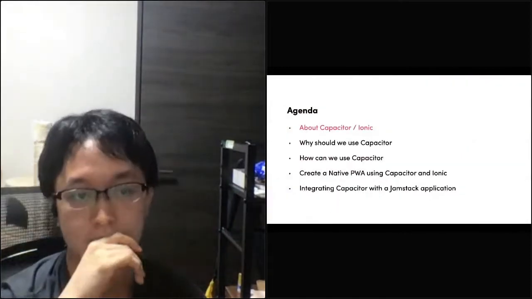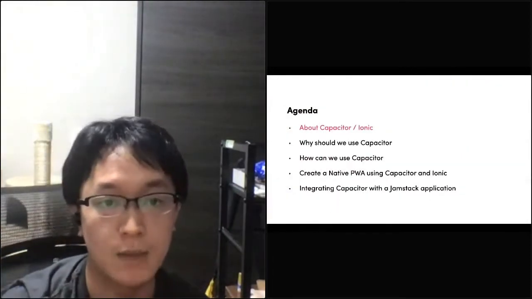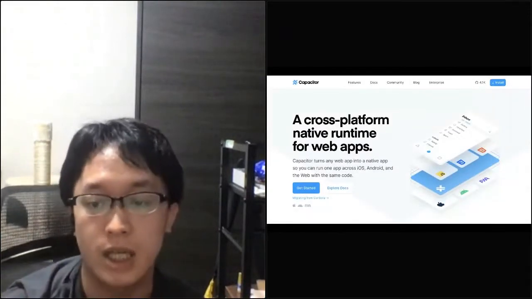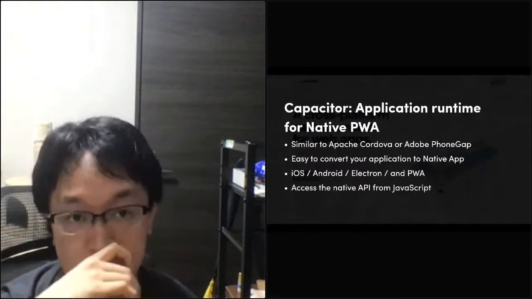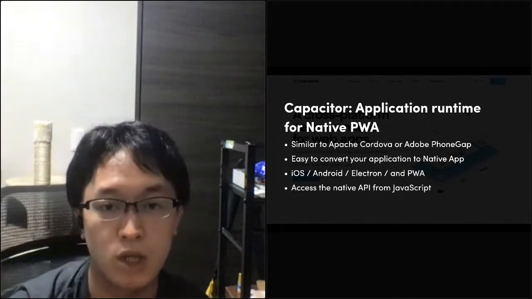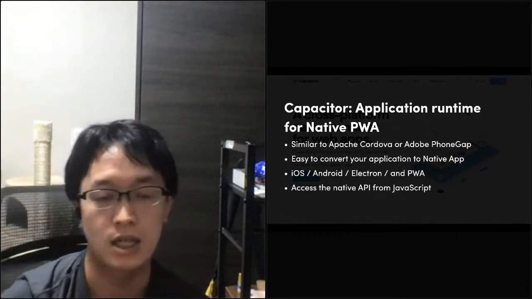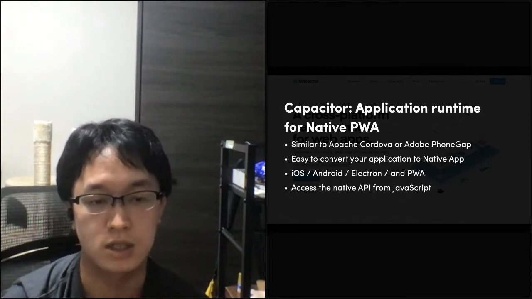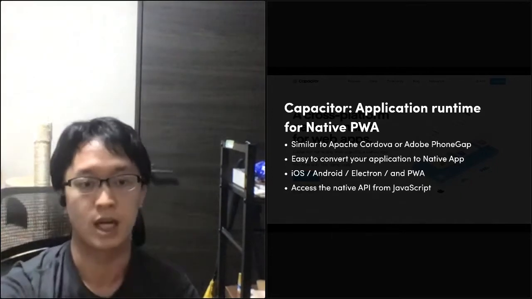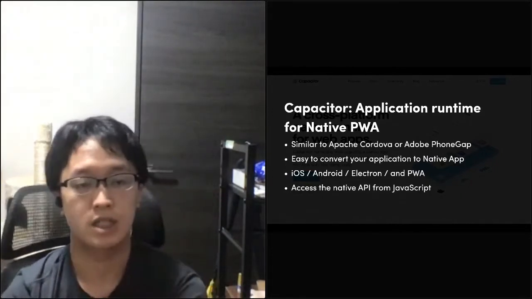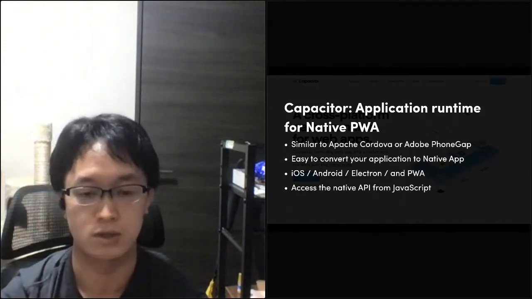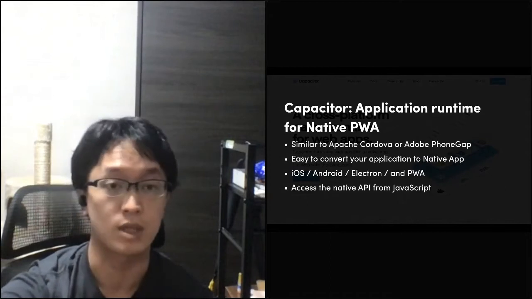Okay, let's begin. First, an introduction to Capacitor and Ionic. Capacitor is a cross-platform native runtime for web applications. This is similar to Apache Cordova and PhoneGap. We can easily convert your application to a native application, and we can convert your single-page application to iOS, Android, Electron, and also PWA. And Capacitor provides an API to connect to device native APIs.